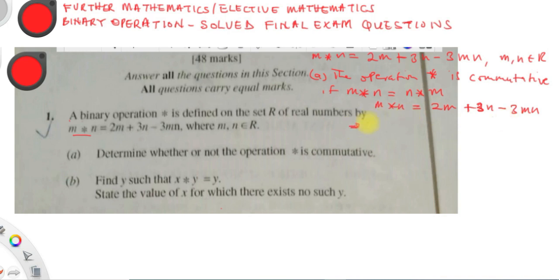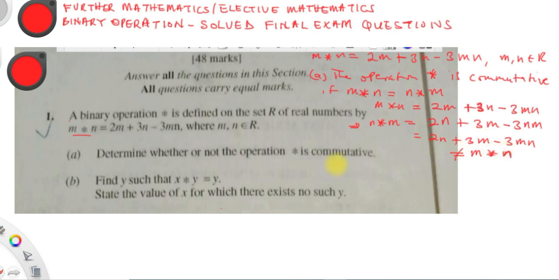So it implies that n star m will be equal to, this time, 2n plus 3m minus 3nm, since n is first. So this is the same as 2n plus 3m minus 3mn. But is this equal to m star n? No, this is never equal to m star n.